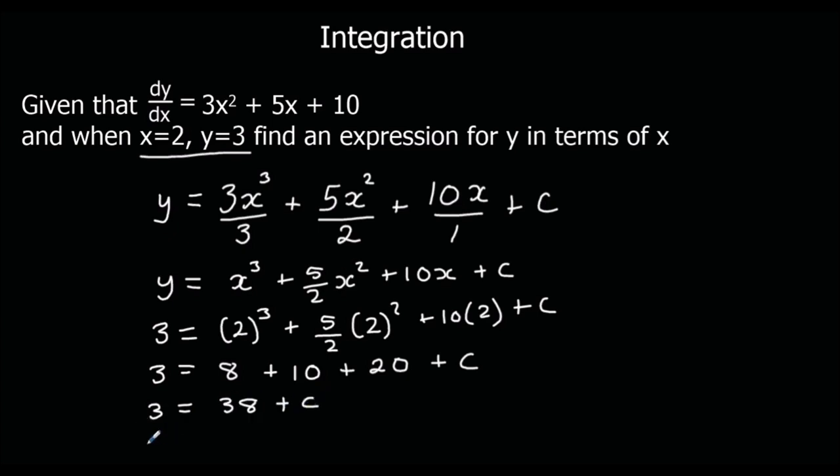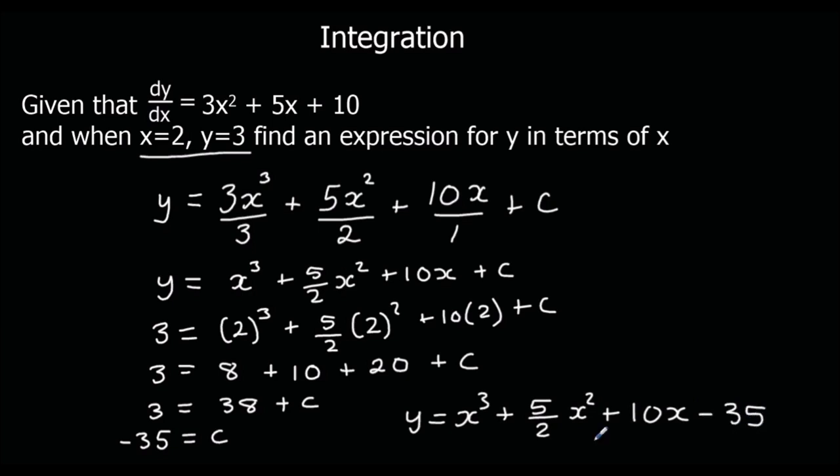Take away 38 from both sides, so I've got minus 35 is c. So the expression for y in terms of x is y equals x cubed, so I'm taking it from this line and just substituting my c in, plus 5 over 2 x squared plus 10x minus 35. And that is my answer.